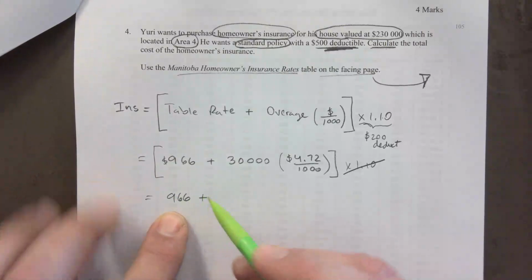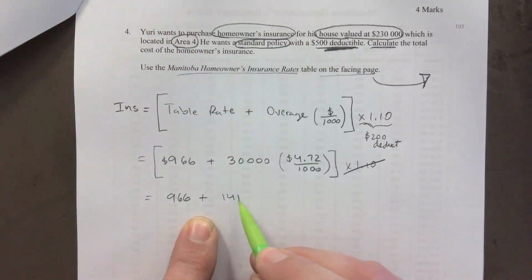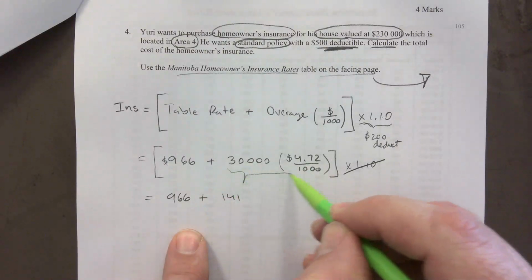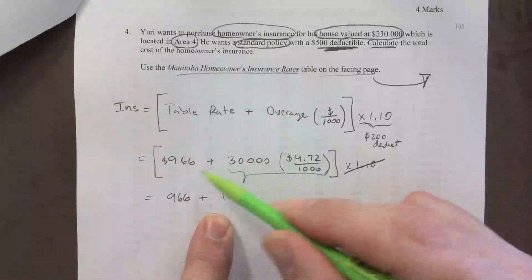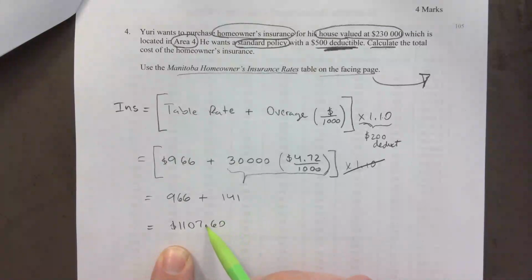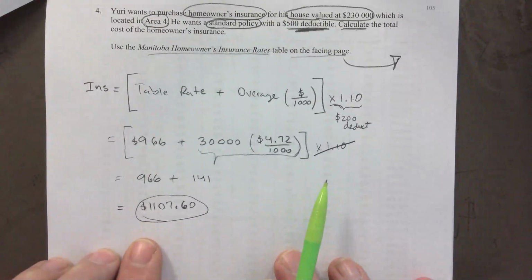So please take your time here. Do this part separately, and I will just go and find what that is. That is 141 bucks. Okay. This part right here, do that separately. Don't go plus right away. Just keep it separate. And then when you add that up, you get 1107.60. Okay. Please circle your final answers.